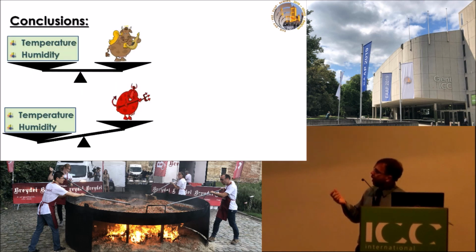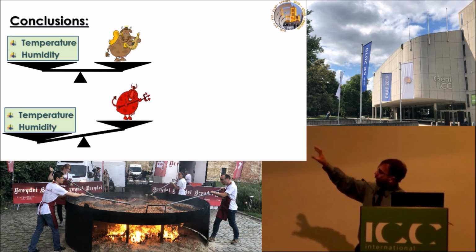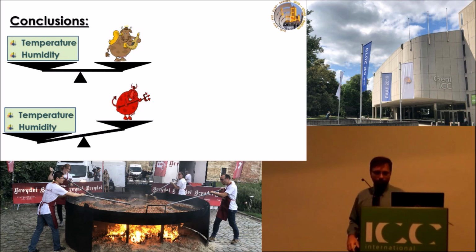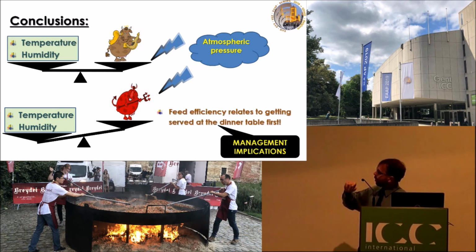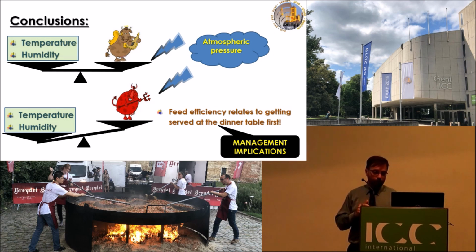And so in conclusion, both temperature and humidity didn't affect at all the life of the efficient animal. And the same cannot be said about the inefficient animals. They do have a harder time dealing with that. Atmospheric pressure seems to affect the two phenotypes in a very similar fashion. And the behavior observation that we had here, that feed efficiency relates to getting served at the dinner table first, has a lot of interesting management implications that we should be pursuing.